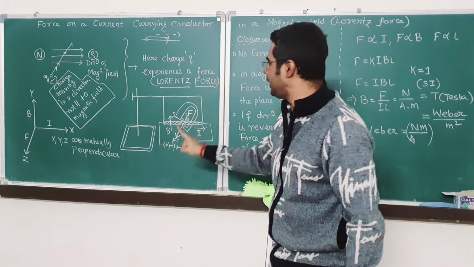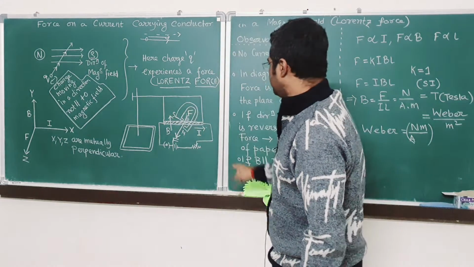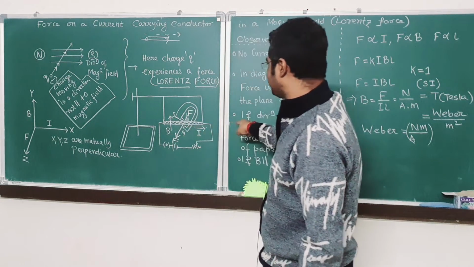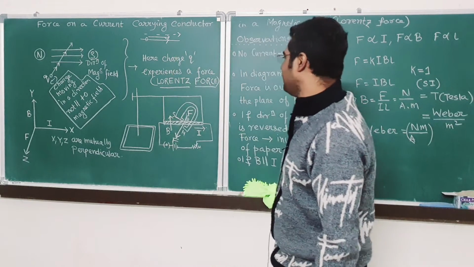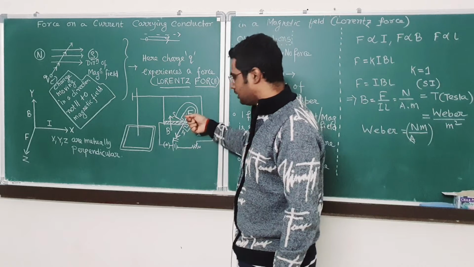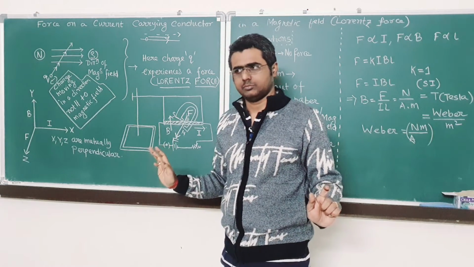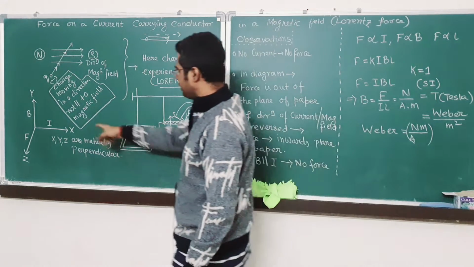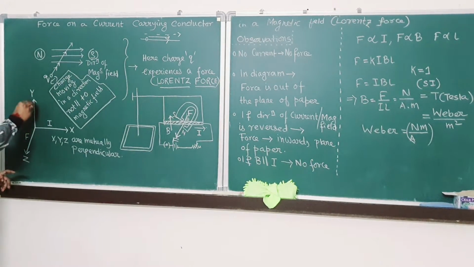So magnetic field direction, correct? So if current is flowing in this direction, and the magnetic field direction is at the top, then the force will be in the direction towards you, okay?